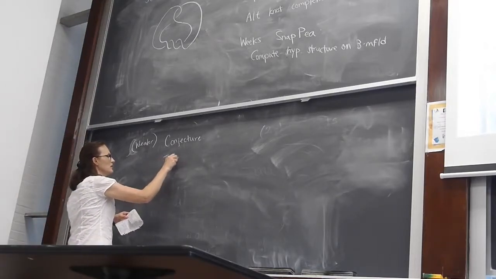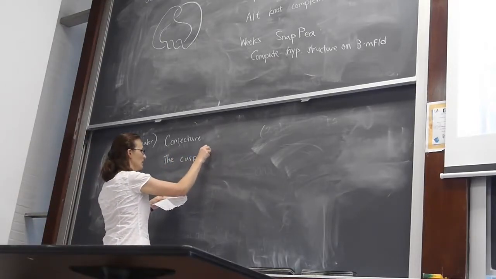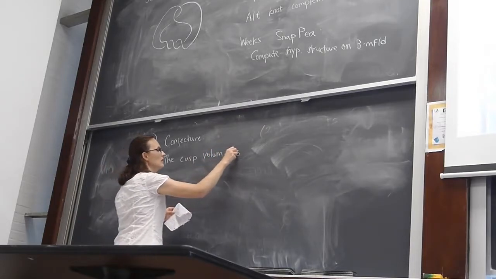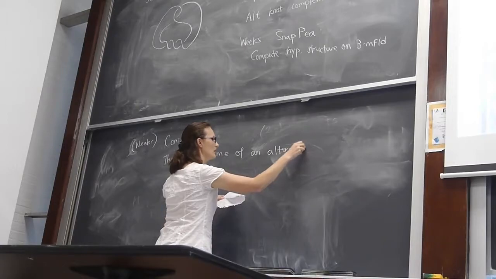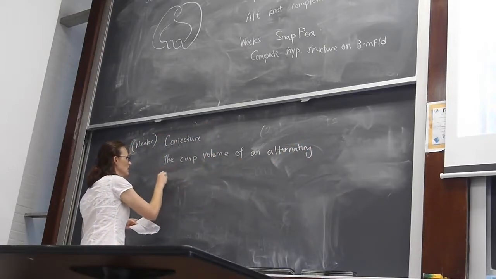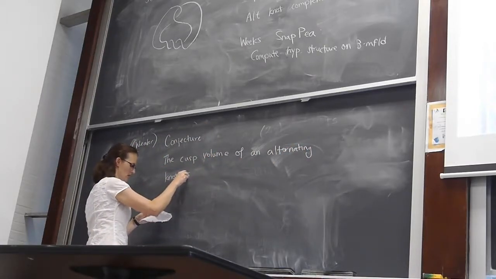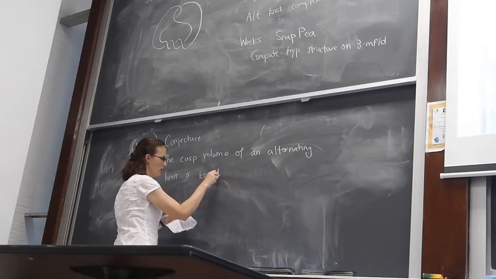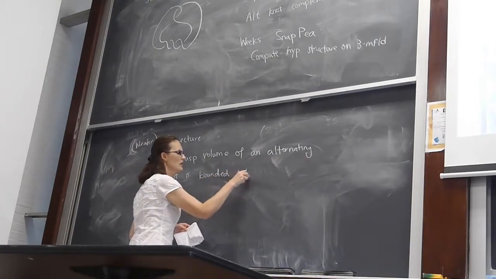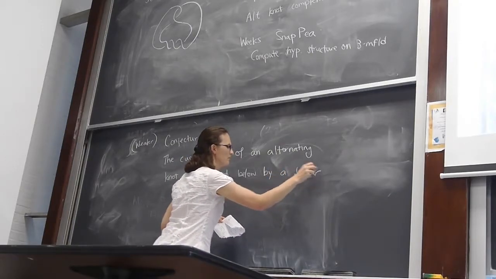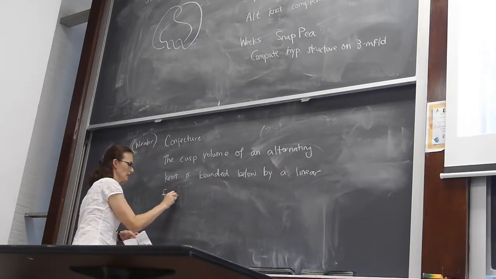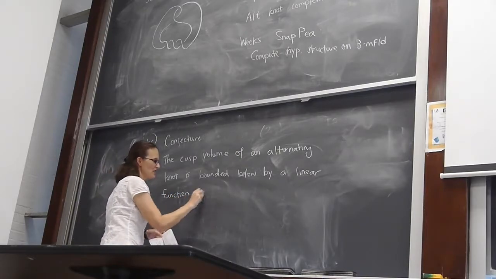that the cusp volume of an alternating knot is bounded below by a linear function of the twist number.